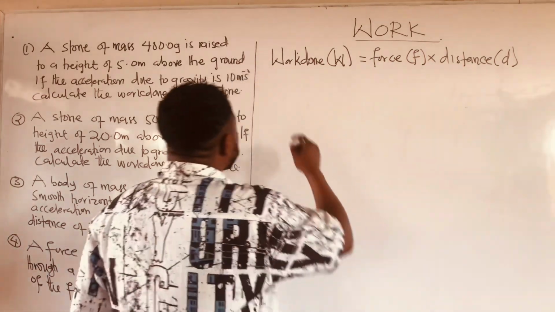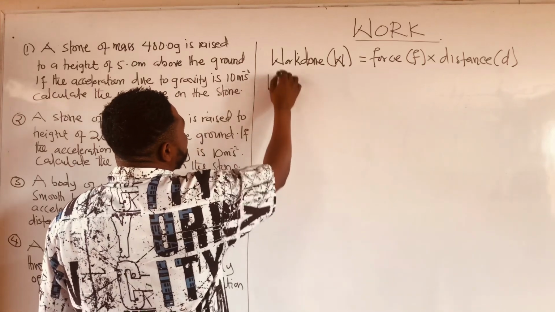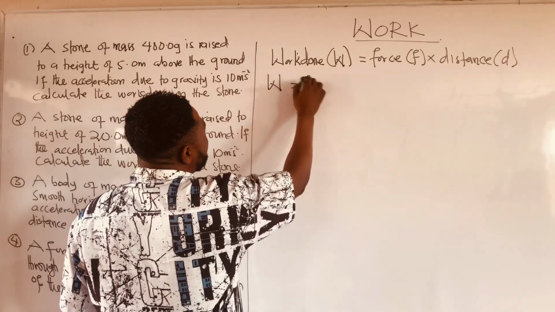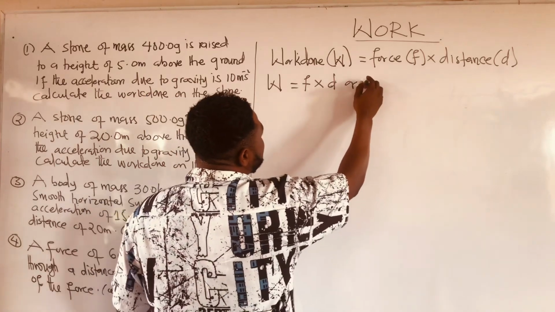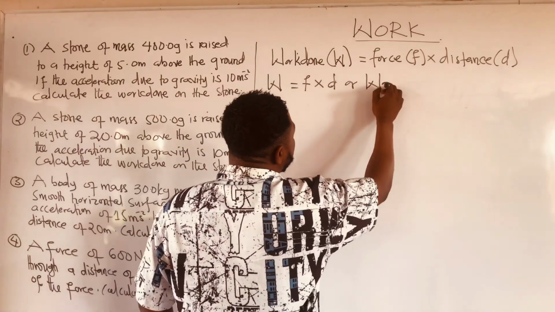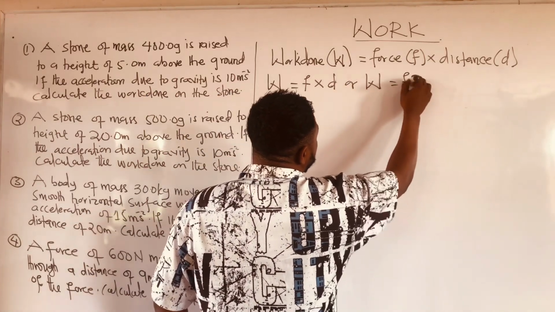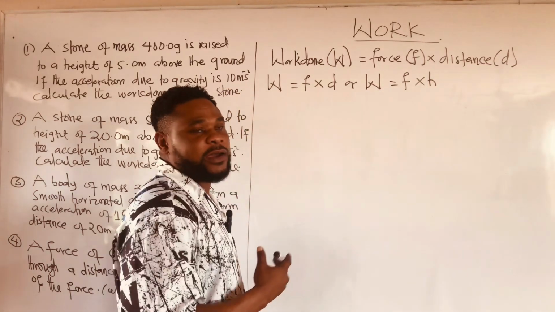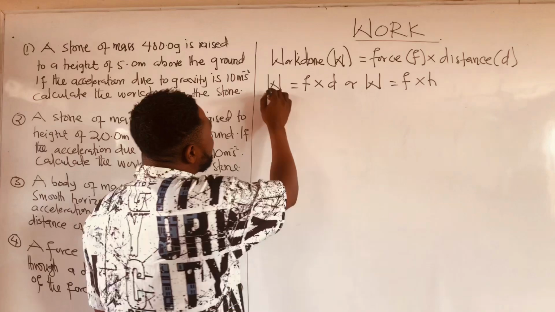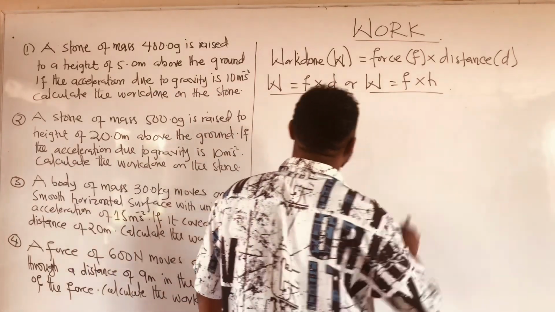We can shorten it and write it as W is equal to F times D. Where our D, sometimes we can use H to represent it. H represents height of the object. So we can use this or we can use this.